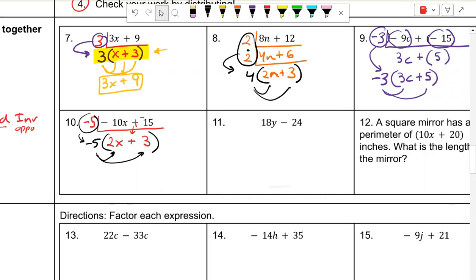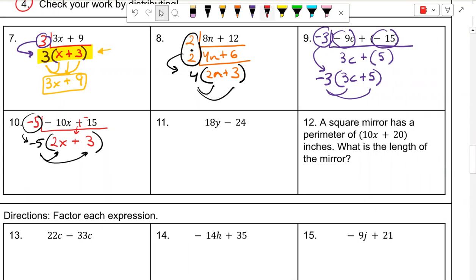Number 11. Let's use additive inverse. Now, do they both share a negative? They don't. So there's no use taking a negative out. So let's go ahead and start. What can we take out of 18y plus negative 24? Well, it looks like we can take out a 6.